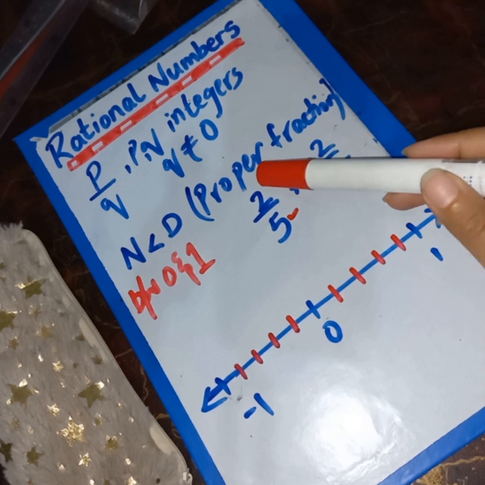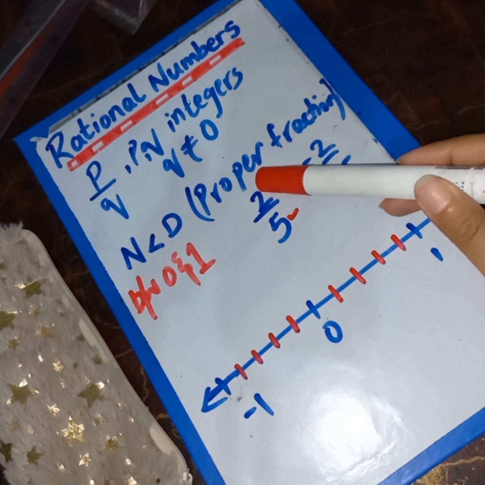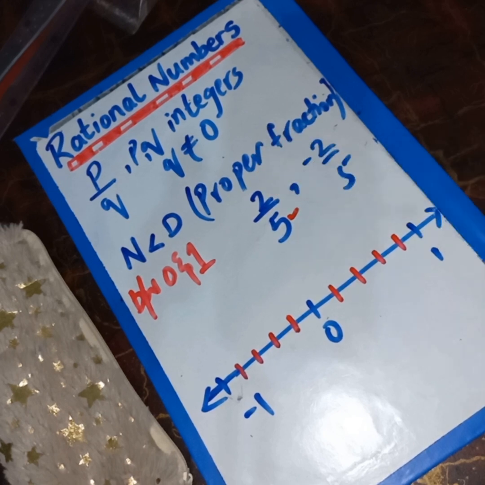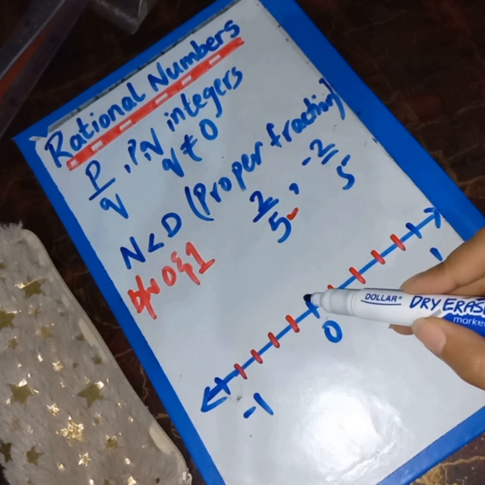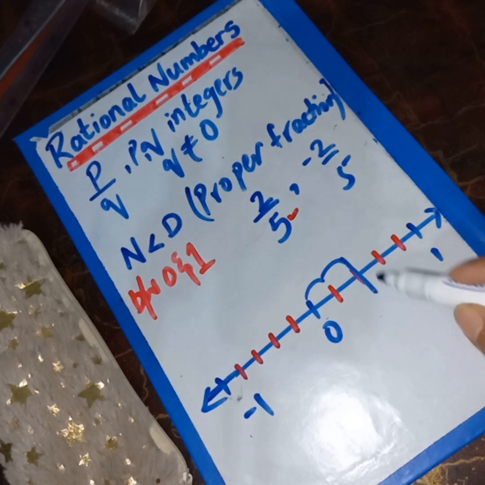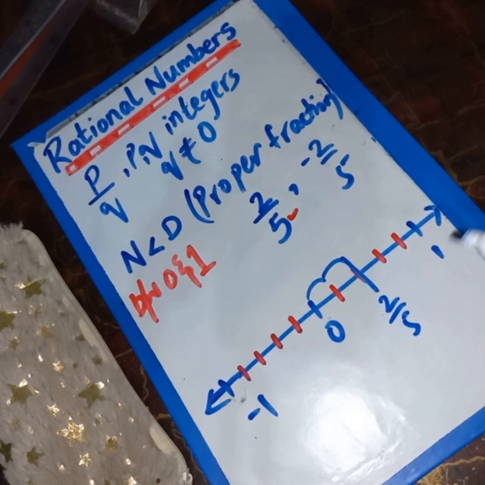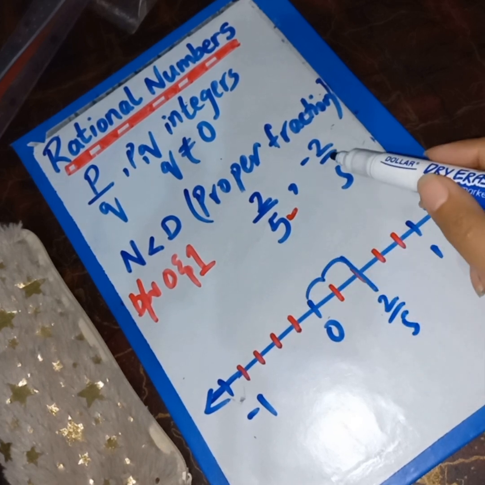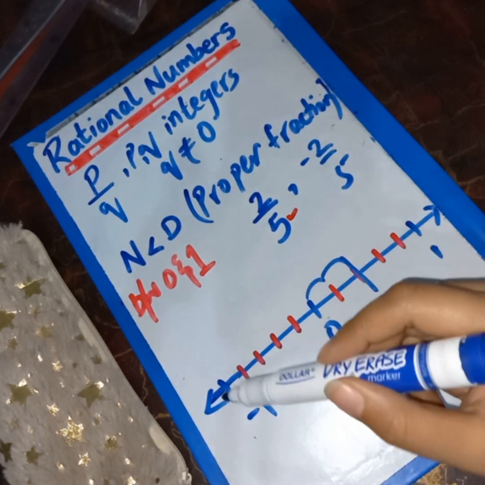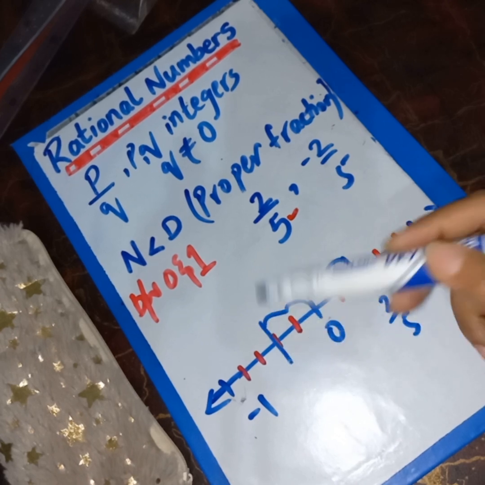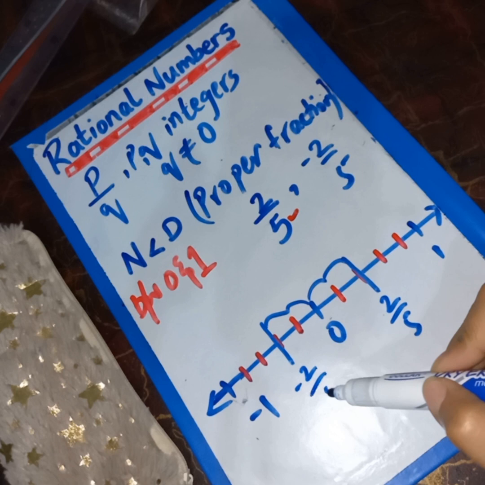Now this numerator is 2. The numerator will tell you the number of parts starting from 0. It is 2, it means the second part starting from 0. So let's start from 0. It's the first part and second part, which means this is the place of 2 by 5. Now for minus 2 by 5, on the negative side, the same thing will be observed: first part, second part. So this will be your place of minus 2 by 5.